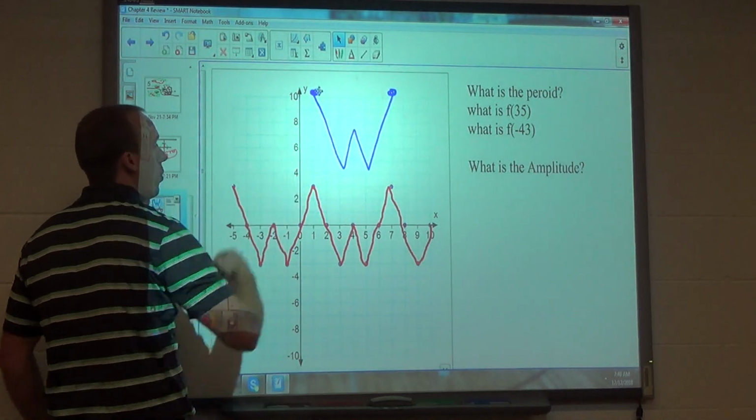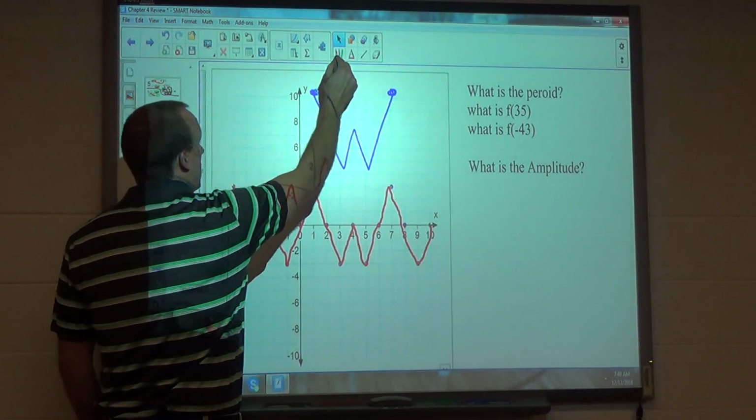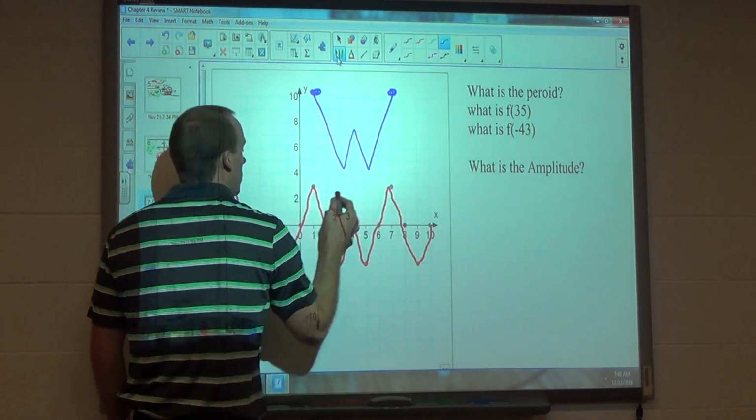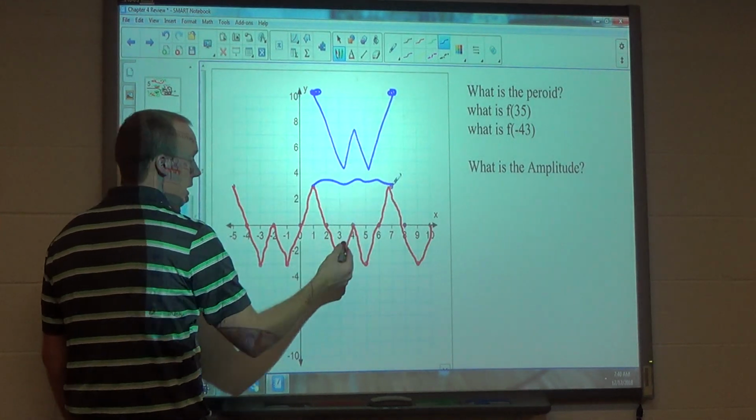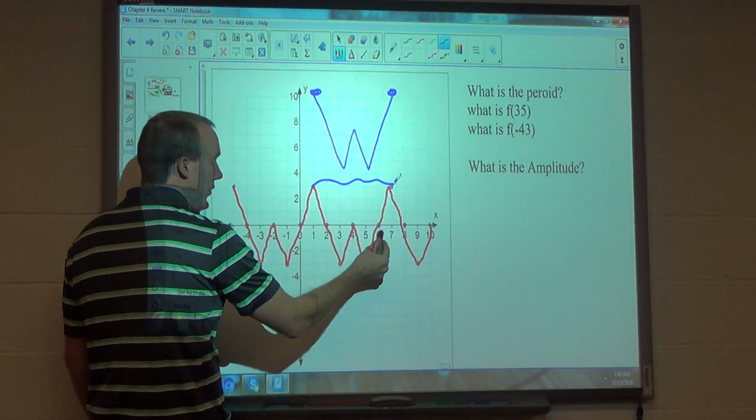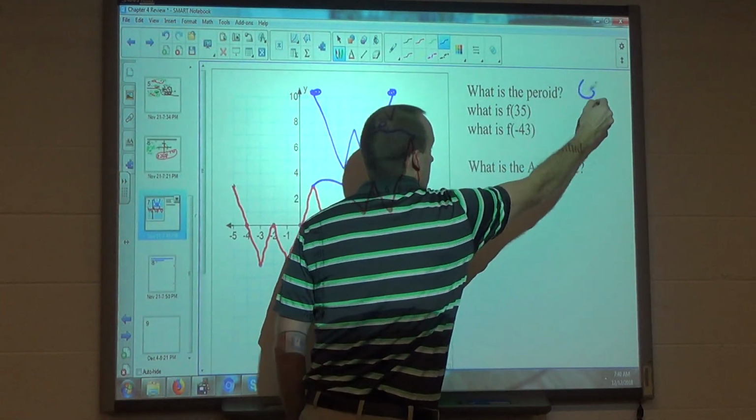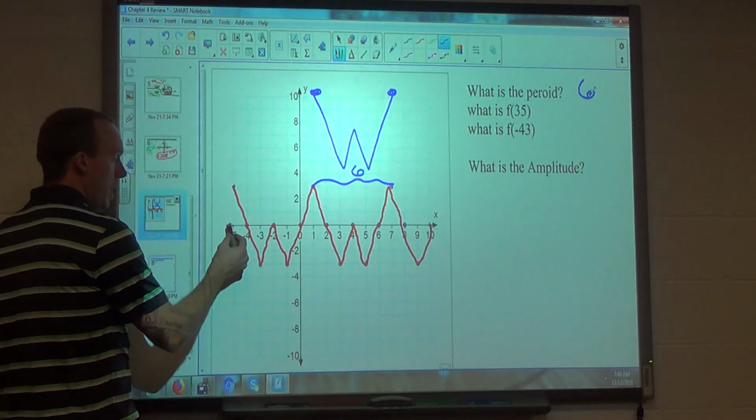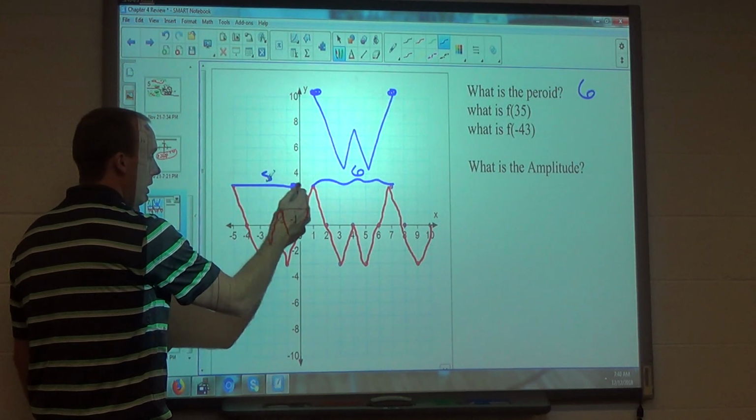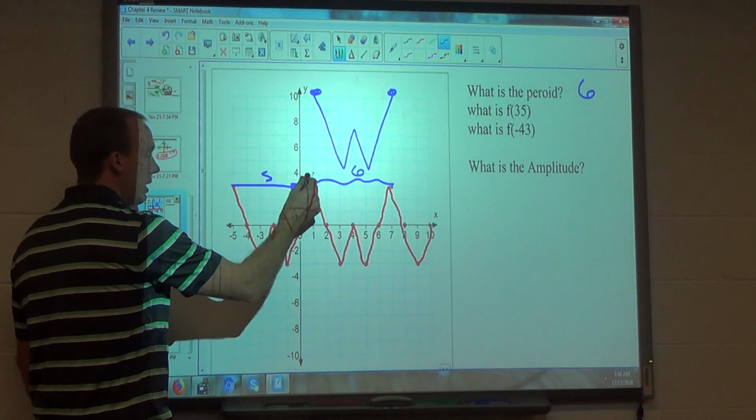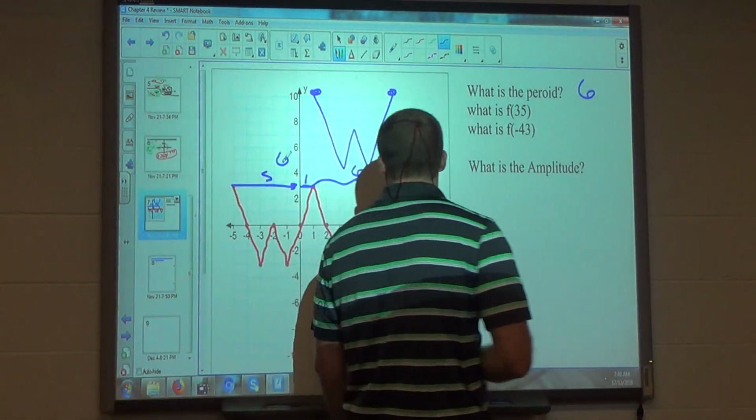So the question is how wide or how long is that W? And I like to go from peak to peak or valley to valley. So if I'm doing this, I would maybe start, you can either go from here to here, so from 1 to 7. How far apart is it from 1 to 7? It's 6. So what's the period here? 6. You could have also went from -5 to 1. Well, from -5 to 0, that's 5 units. This to here is 1 unit, and together that makes 6 units. So, however you want to figure it out, you can do that.